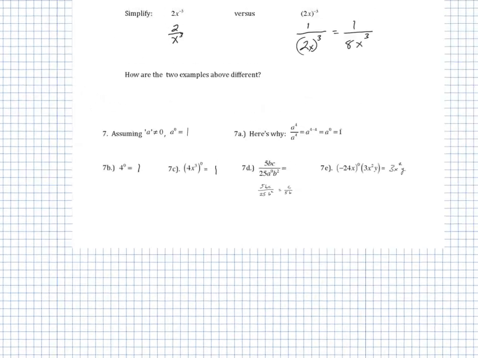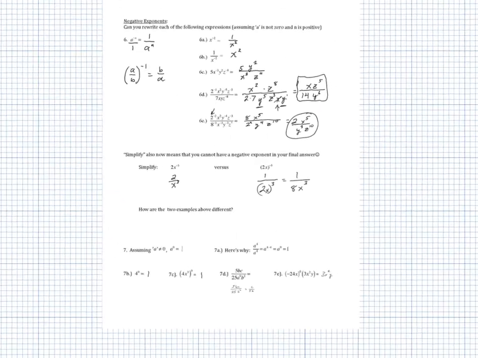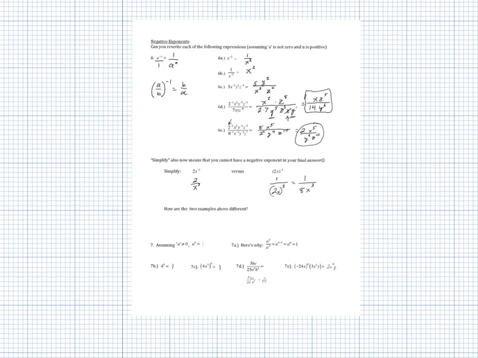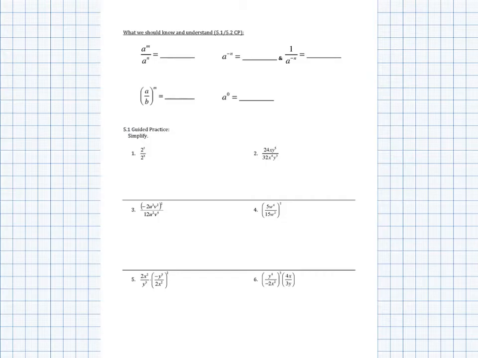All right. Now, listen. Almost done. In summary, and I'm going to add one thing to the summary. It says what we should know and understand. All right. A to the m over n is what?